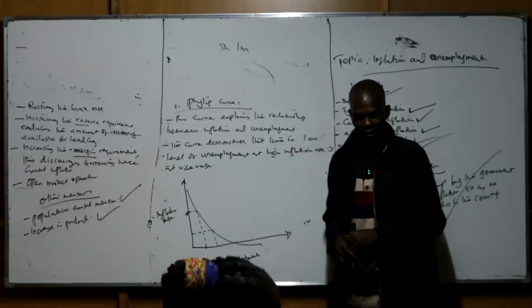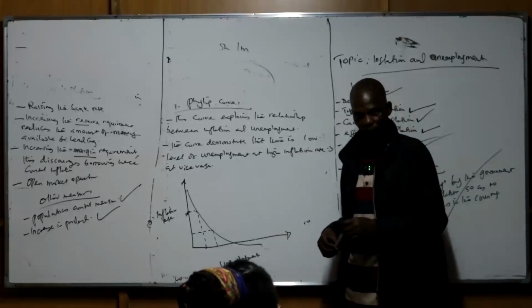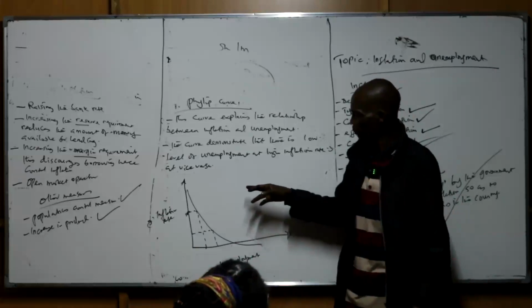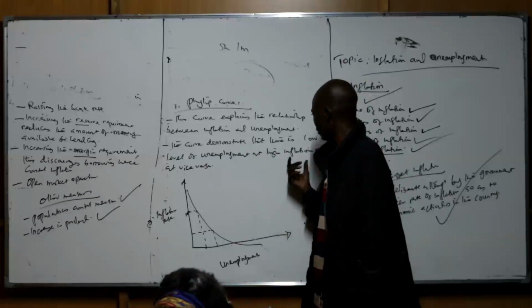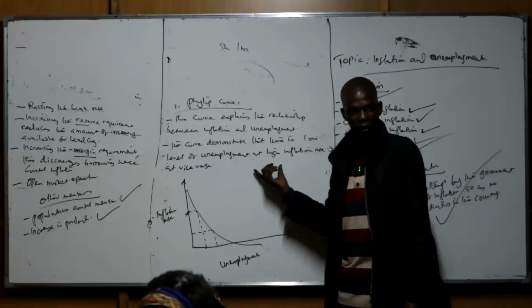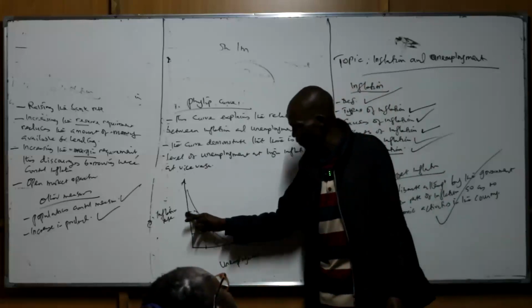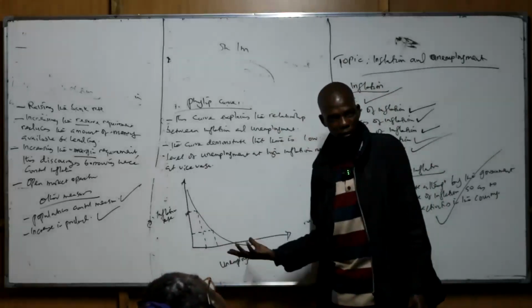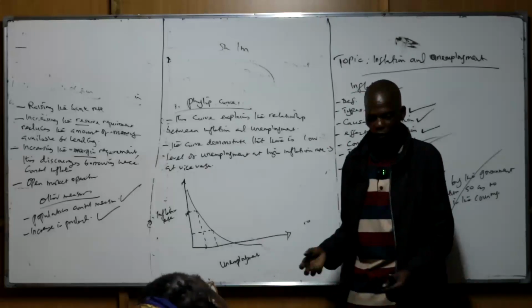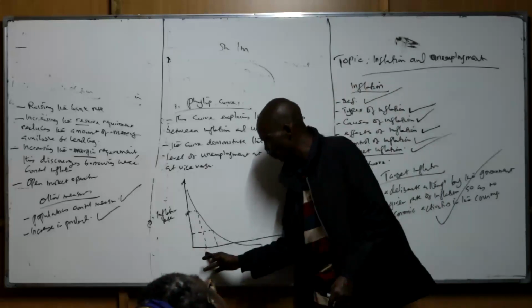When you are asked the relationship between inflation and unemployment, I think I will say explain somewhere there. The curve demonstrates that there is a low level of unemployment at a high inflation rate and vice versa. It's already explained there. So you can see here high inflation, low unemployment. Low inflation, high unemployment. So you are able to explain that.